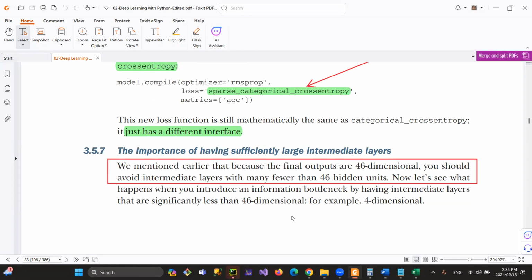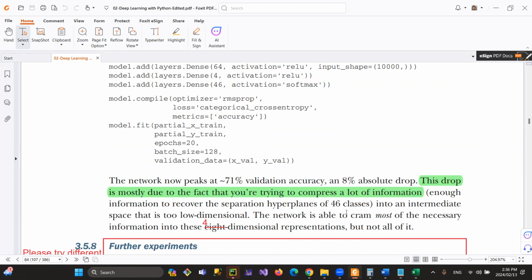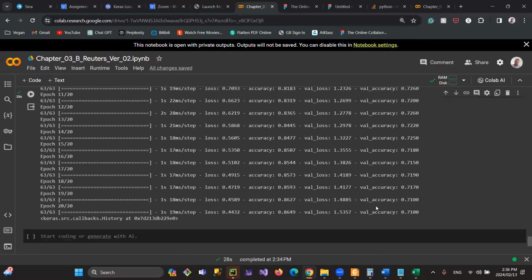We mentioned earlier that because the final outputs are 46 dimensional, you should avoid intermediate layers with many fewer than 46 units in a layer. And that is what we call a bottleneck. Look at this one. This drop is mostly due to the fact that you're trying to compress a lot of information, and you can see almost 8-9% reduction. Their accuracy was about 71. Let's look at mine. Yeah, I can't get anything better than 71. And if you see the accuracy with data in hand, still it is not that great. It is 86. You remember we got something like 95 before.